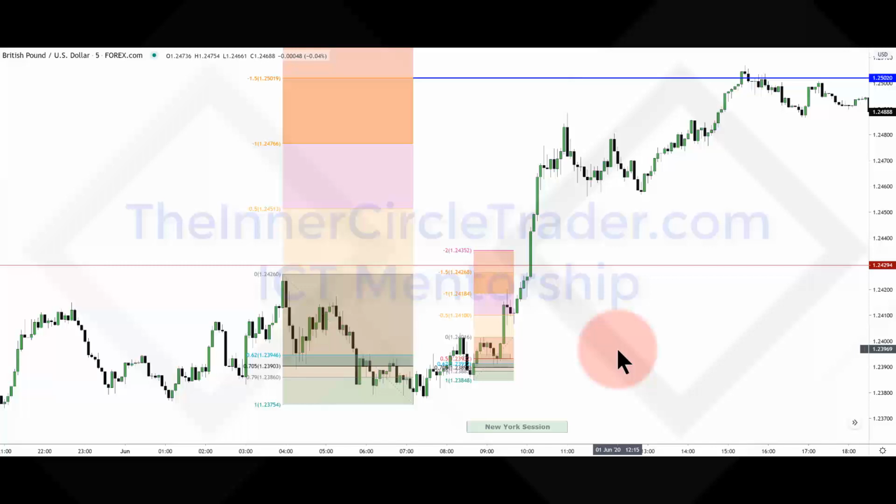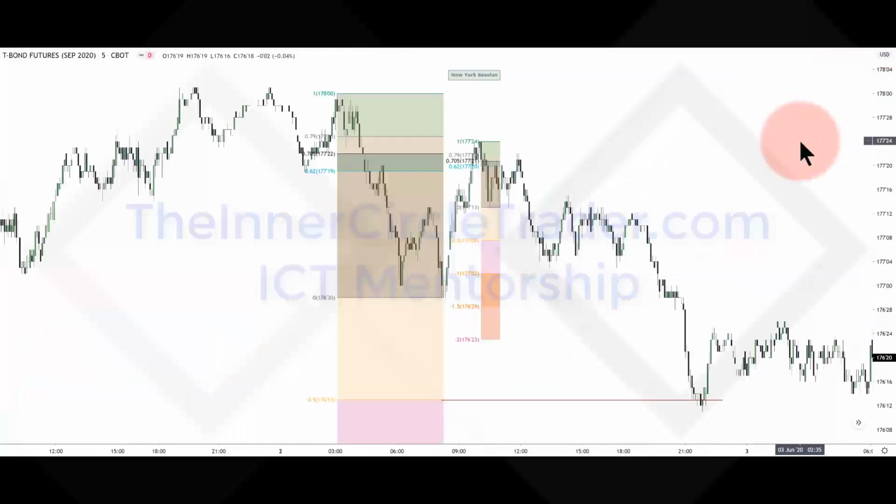So now we're going to look at example number 18, and it's going to be on the bond market. It's a short on June 2nd, 2020. All right, so here's the bond market. This is the September delivery month for 2020. And the symbol is ZBU2020 on TradingView, just so you guys know.